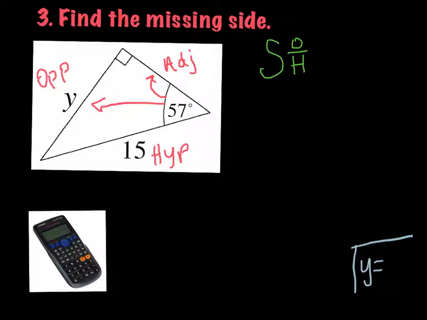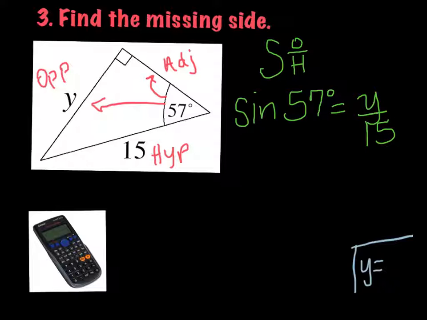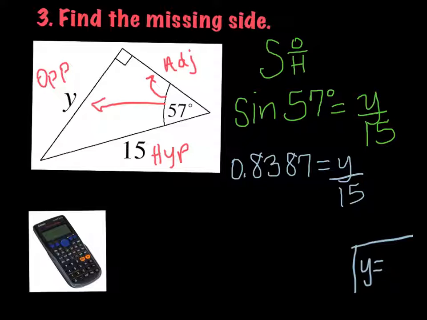So we set up our trig equation. So sine of 57 degrees equals y, opposite, over hypotenuse. Okay, so we go ahead and multiply both sides. Actually, I keep wanting to do that, but I'm going to figure out what is sine of 57 first. Sine of 57 degrees is 0.8387. That equals y over 15. Okay, to get y by itself, we need to multiply both sides of the equation by 15.